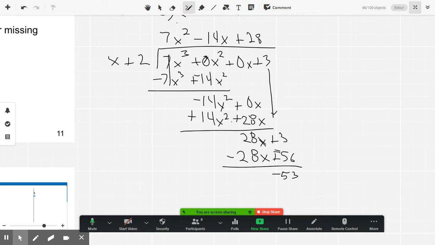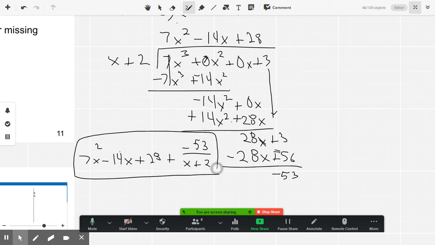All right, so x plus 2 is not a factor of that 7x cubed plus 3. But the way I would write my answer is 7x squared minus 14x plus 28. And I can either write plus a negative or minus, 53 over x plus 2. So for the remainder, you put that remainder over what you divided by, just like you would with numbers. All right. So x plus 2 goes into 7x cubed plus 3 that many times.